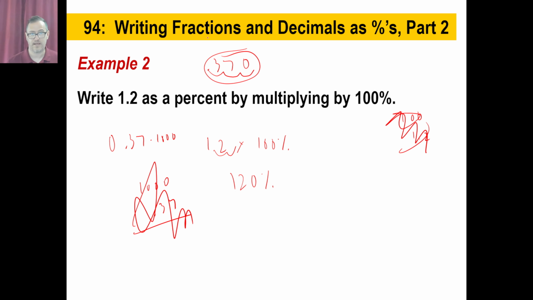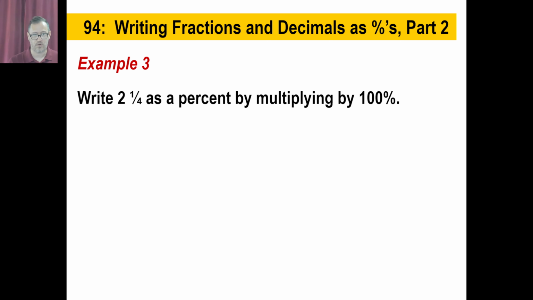Go. All right? Same thing here. Write 2 1/4 as a percent by multiplying by 100%. Well, you should know what decimal 1/4 is. Piece of cake, right? Okay, well that's 2 point what? 25, right? 1/4 is 0.25. Multiply that by 100%. How many times are you going to move over the decimal? Twice. Okay. If you move it over twice, you get 225%.